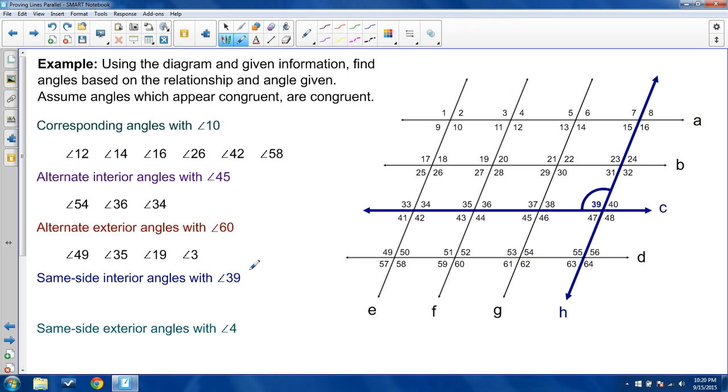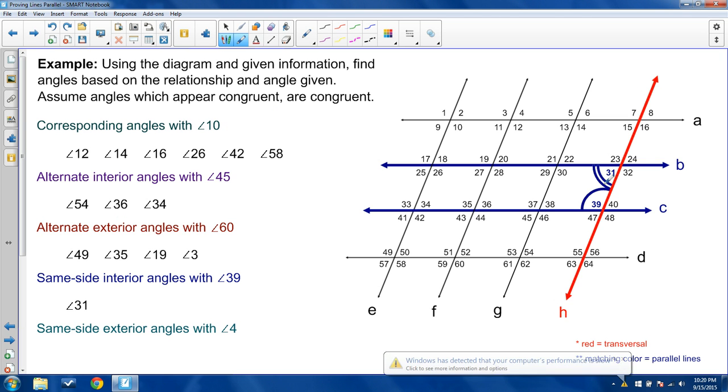Now let's go same side interior angles with angle 39. So this time I'm going to use a transversal that's on the same side, where my angle's on the same side of the transversal. So let's say I use H as a transversal. Well, then if I use angle 31, this is the same side interior angle with 39. Now 31 and 39 aren't congruent. Make sure you understand that. They're supplementary though. So if you assume that some angles are congruent, then you have to assume the others are supplementary. If 39 and 31 are supplementary, then B and C are parallel.